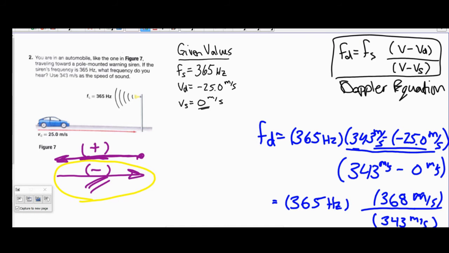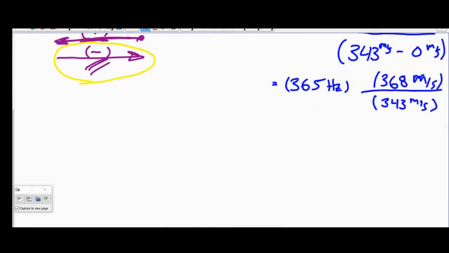All right, by subbing in the values, the speed of our detector, our car that's listening to the siren, is negative 25.0 meters per second, so we plug in that value. 343 was the speed in the medium. Our source is moving 0. 365 hertz times this ratio is equal to, before we calculate, let's cancel our units. In this case, meters per second cancels out. The unit of our final answer will be hertz.